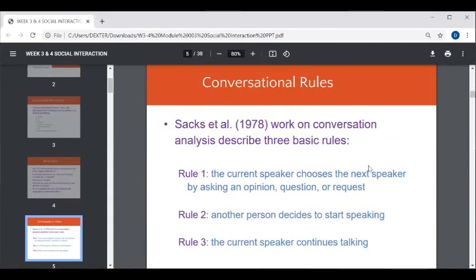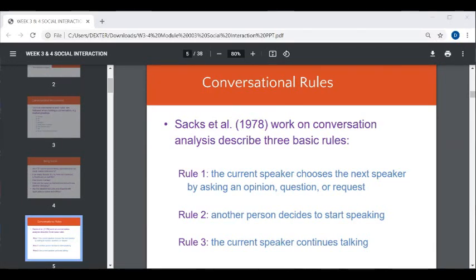Okay, conversational rules. Sacks, Schegloff and Jefferson, conversation analysts, describe three basic rules. Rule one: the current speaker chooses the next speaker by asking an opinion, question or request. Rule two: another person decides to start speaking. And rule three: the current speaker continues talking.